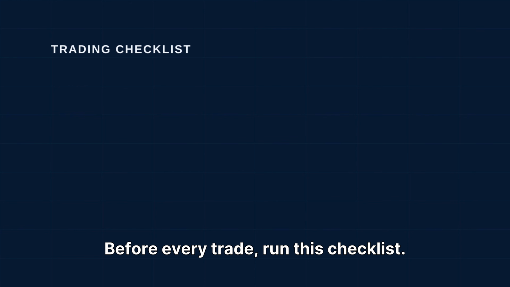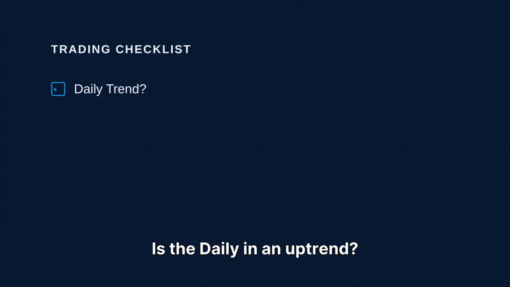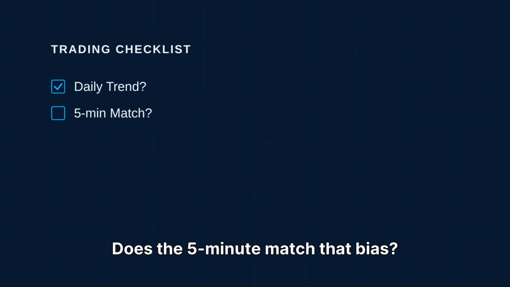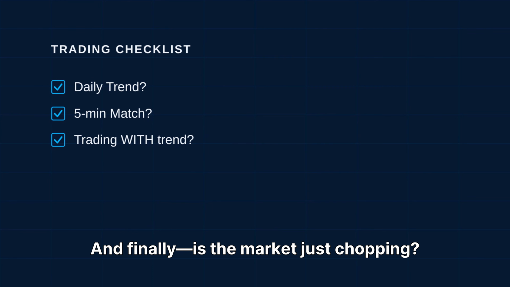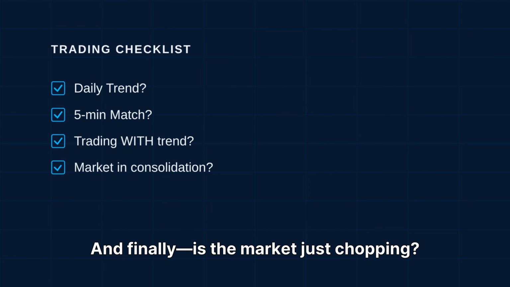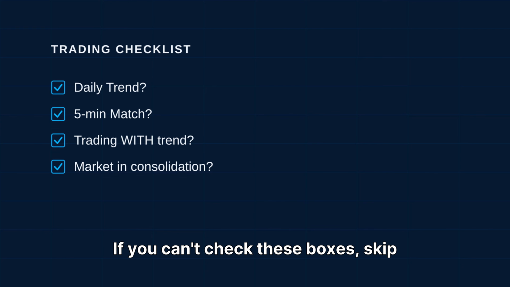Before every trade, run this checklist. Is the daily in an uptrend? Does the 5-minute match that bias? Are you trading with the flow or against it? And finally, is the market just chopping? If you can't check these boxes, skip the trade.